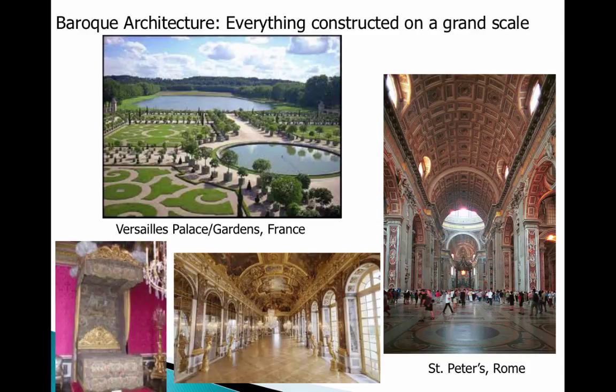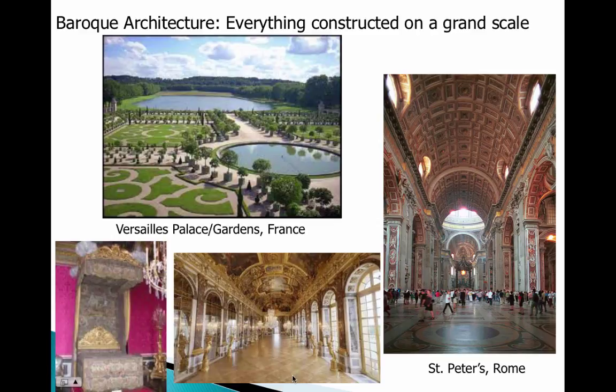Architecture, wow, look at these photos. Everything is constructed on a grand scale. You can see in the upper picture, this is Versailles Palace in France, near Paris. This is a formal garden, and the formal gardens of the Baroque and the Versailles gardens are still held up today as being some of the most elaborate gardens ever made. At least a portion of this garden is still maintained, and that is the look of the garden today. Also, the palace itself has been maintained and has become a museum.